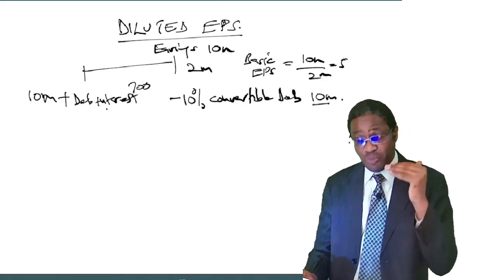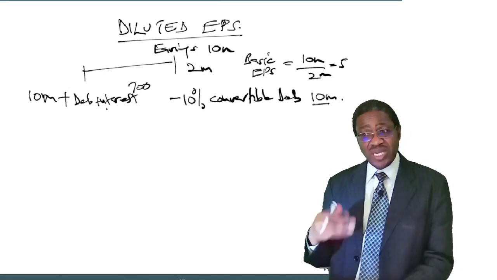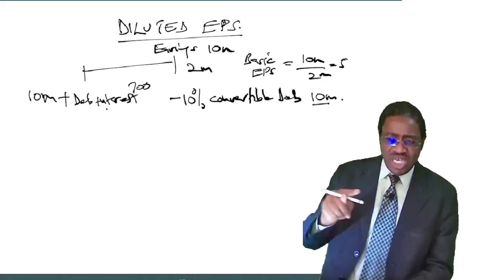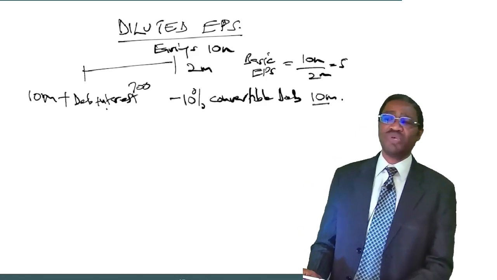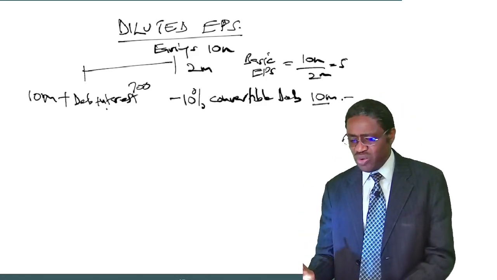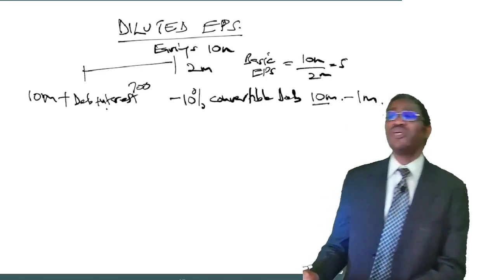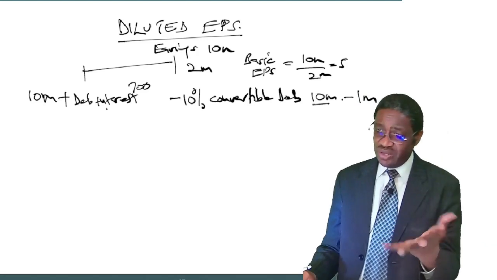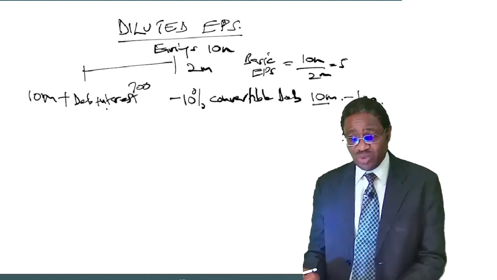Then we also went further and said, to the number of shares used for basic EPS, which in our case is 2 million, you would add the number of shares to be issued on conversion. For now, assume you agreed you will give them 1 million shares. If they convert, you will give their preference shareholders 1 million, whatever it is.